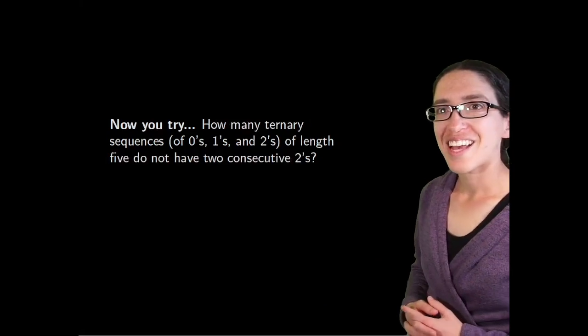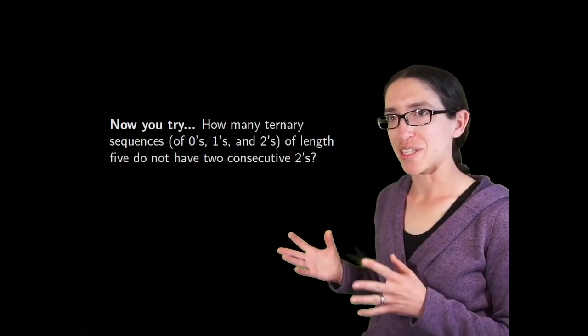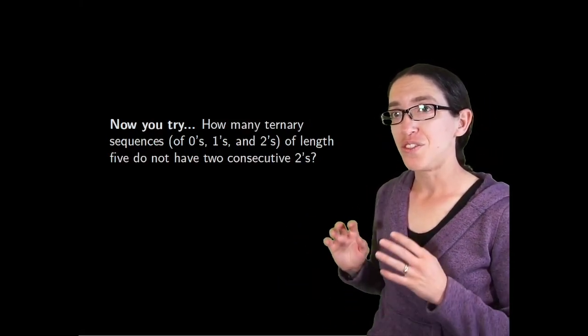So now you try: how many ternary sequences, meaning they have 0s, 1s, and 2s, of length 5 do not have any two consecutive 2s?